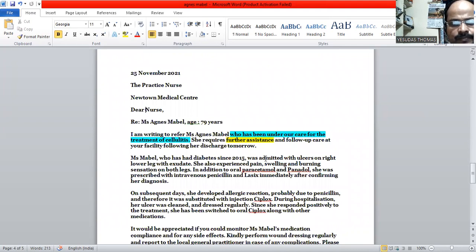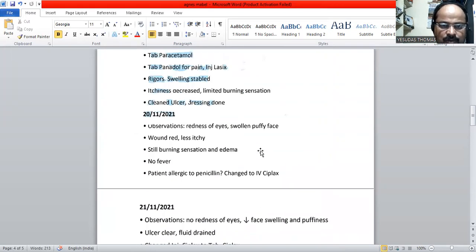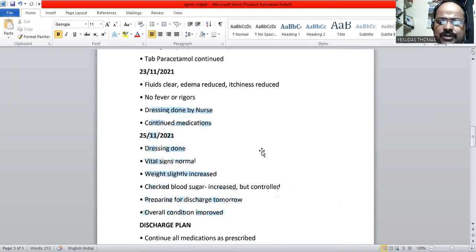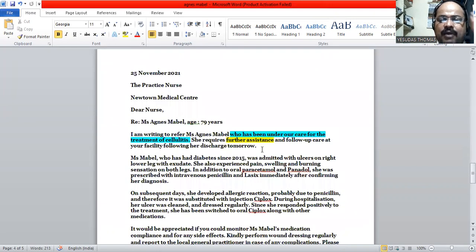Where she is admitted, the location is not mentioned because there is a confusion here. Right now you are a charge nurse in the rehabilitation unit, the ward. So we just say she was admitted, we are not going to say where she got admitted. We just need to say she was admitted with the ulcers on right lower leg. Okay.